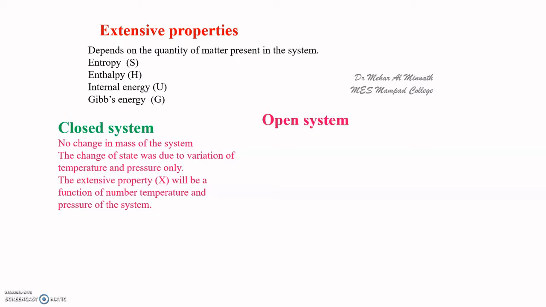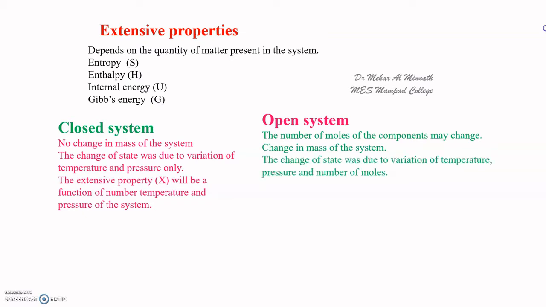So the extensive property will be a function of temperature and pressure of the system and nothing else. But if we take the open system, in an open system there will be an exchange of matter and energy between the system and the surrounding. So the number of moles of the components in the system may change, and hence there will be change in the mass of the system. And the change in the state will be due to change in temperature, pressure and the number of moles. In a closed system, the change in state was due to change in temperature and pressure, while here it will be change in temperature, pressure and number of moles.